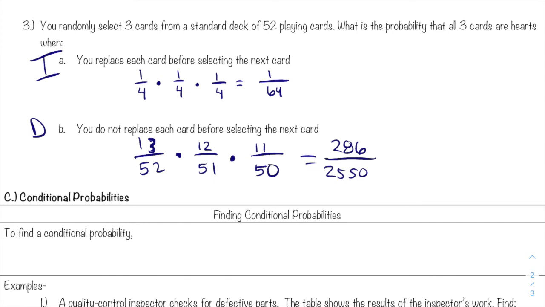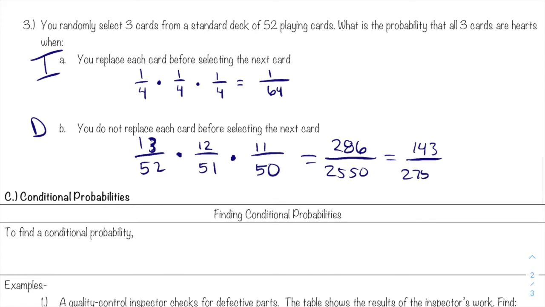Remember that in your graphing calculator, you can reduce fractions very easily by using the alpha y equals function. If you go to alpha y equals, that'll bring up your function or your fraction menu. And so I can just type in 286 over 2,550, and it does reduce the fraction for me. It doesn't reduce it much, but it is 143 out of 1275. But that is the reduced fraction.